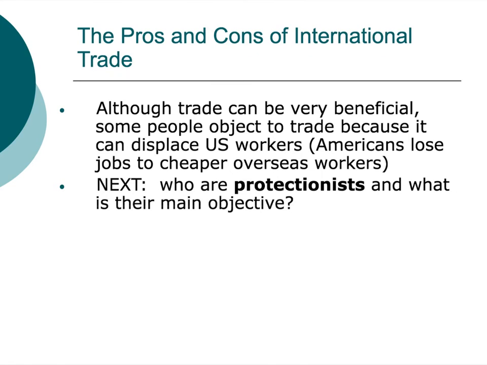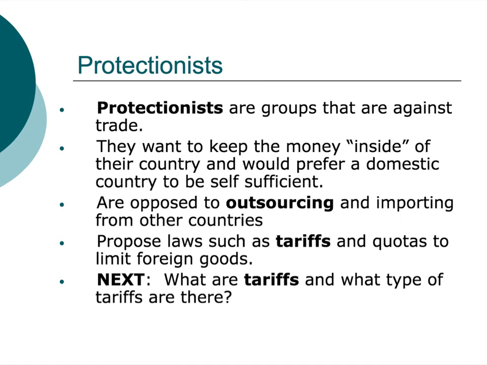So there are cons to trade. We usually say that trade is good, but there are some arguments against international trade, and we call those protectionist arguments. So protectionists are groups of people that are against trade for one reason or another. They are probably opposed to outsourcing and importing goods from other countries, and propose laws such as tariffs and quotas to limit foreign goods so that domestic producers consume more domestic products.